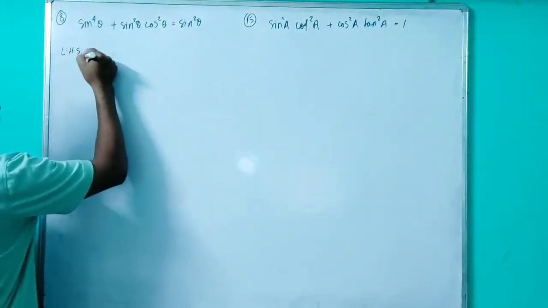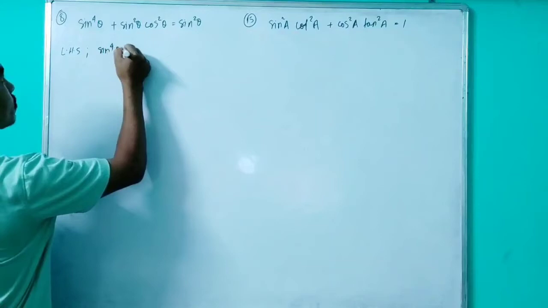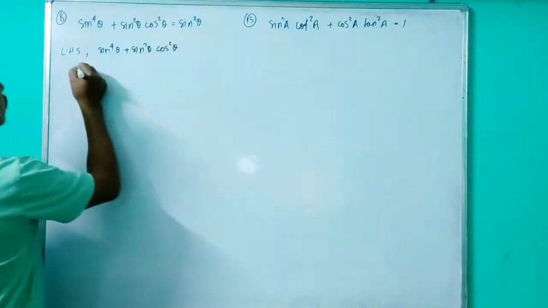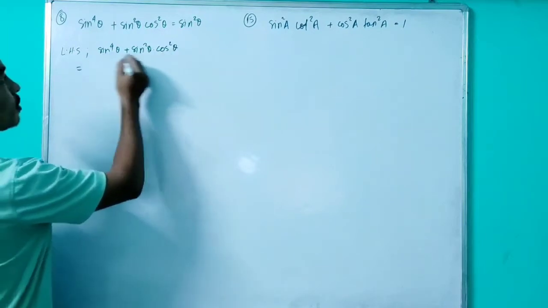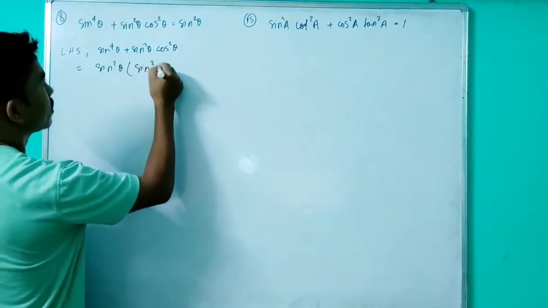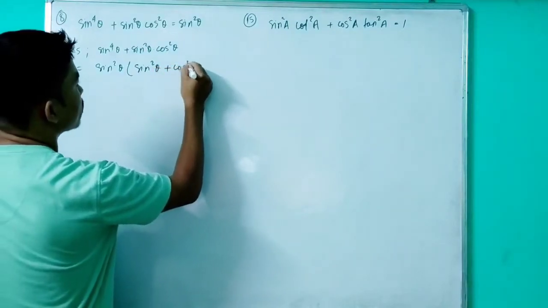On the left hand side we have sine to the power 4 theta plus sin square theta into cos square theta. So what can I do? I can take common sin square theta. Here the remaining is sin square theta plus cos square theta.